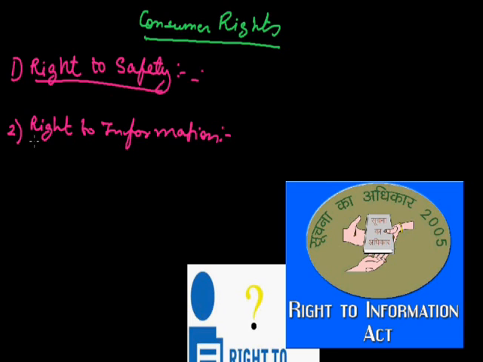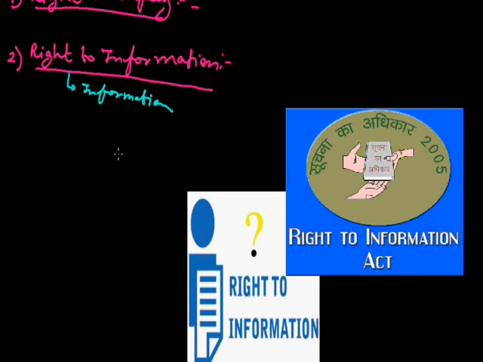The second right is the right to information. The consumer has the right to information about the good he is purchasing. The consumer can then complain and ask for compensation also if the good is proved to be defective in any manner. Similarly, one can protest and complain if someone sells a good at more than the price written or indicated by the MRP, meaning maximum retail price.